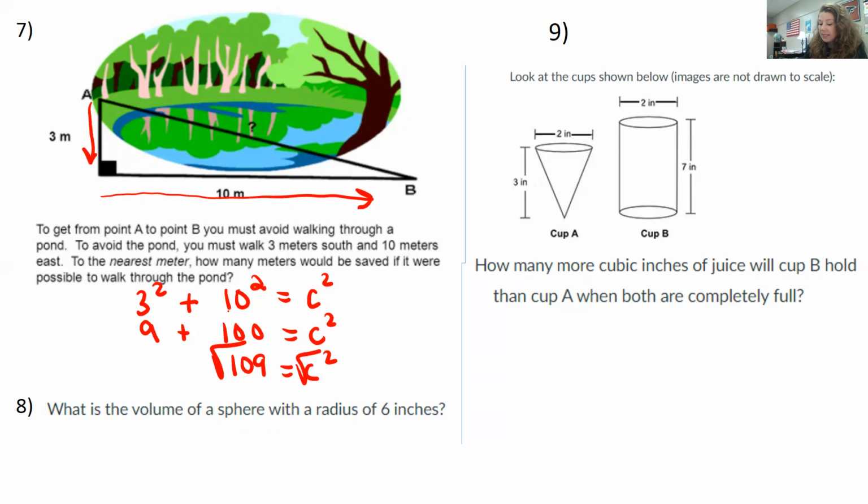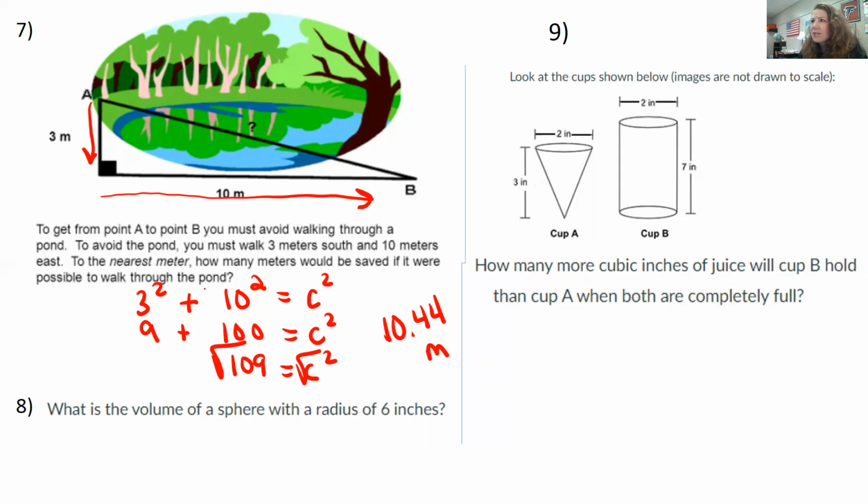And that would be about, the square root of 109 would be about 10.44 meters. All right, and once you get these answers, always make sure if you're finding the hypotenuse, make sure it is in fact the longest number, the biggest number. If you're finding one of the side lengths, make sure it's not the biggest number.